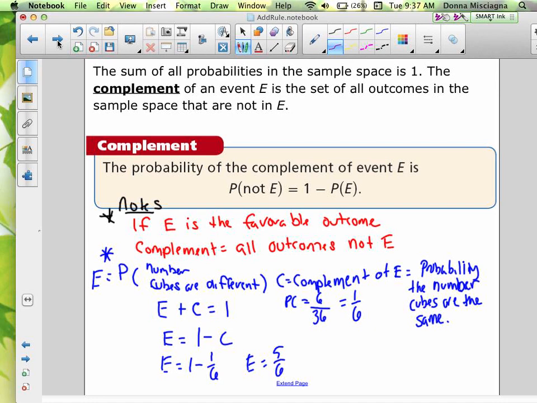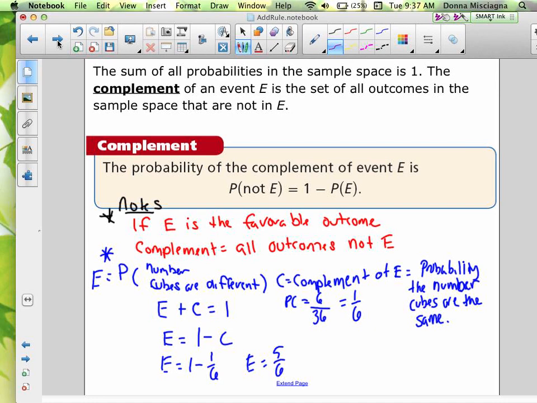Let me see if I can grab some notes so I can guide you in filling them in. This part is all filled in, but I want you to add what's at the bottom here. So if E is a favorable outcome, the complement is all the outcomes that are not in E. Sometimes it's easier to find the probability of a complement than the probability of an event, especially if the event is kind of complicated.